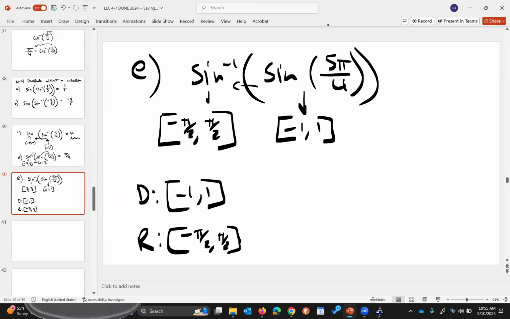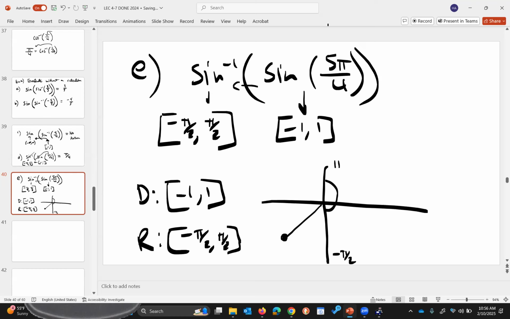Okay, so class, let's go with it here. So back to the unit circle. You guys have a unit circle in front of you. Tell me real quick, where is 5 pi over 4? Which quadrant? Third quadrant. It is right over here. This is 5 pi over 4. What we're trying to do, because sine inverse only works here to here, is go from negative pi over 2 to pi over 2.